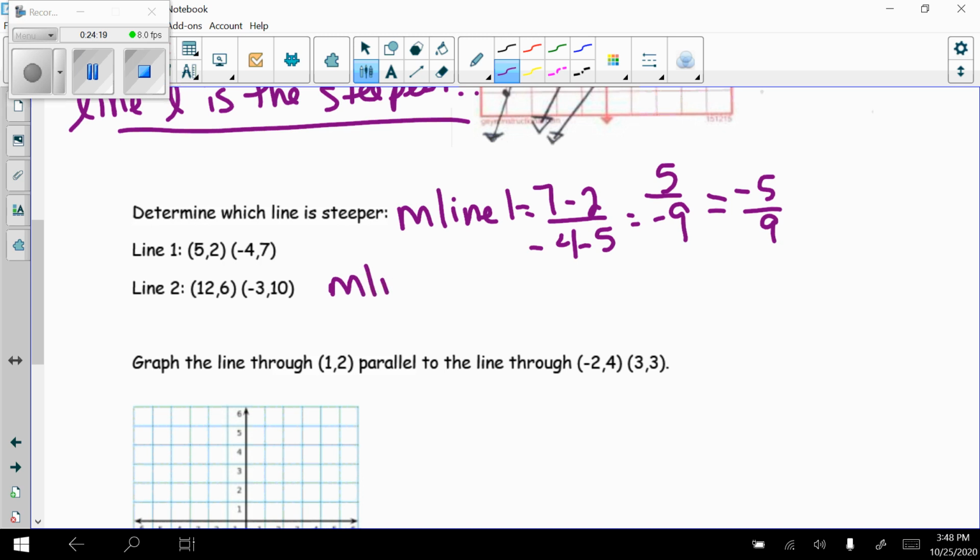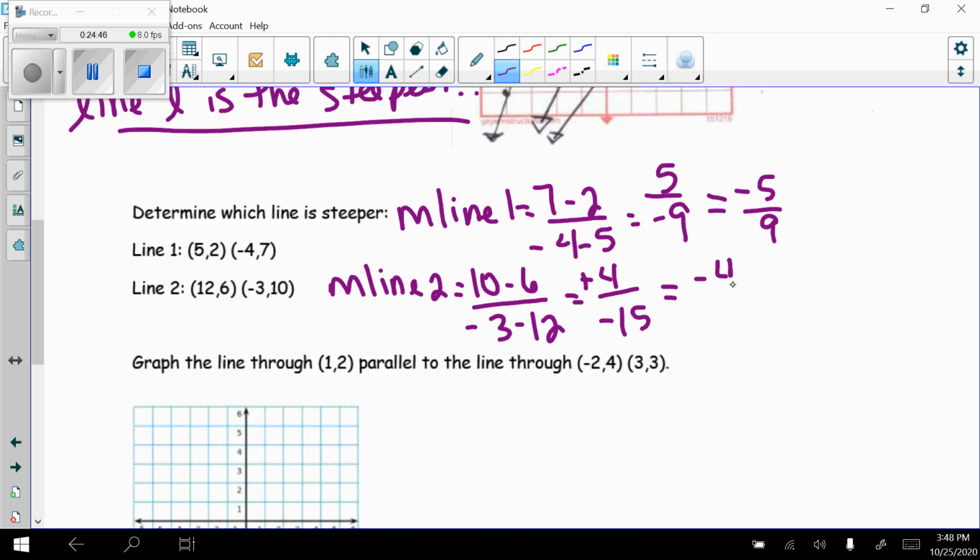So now let's find the slope of line 2, doing the exact same thing. So subtract the y's, so 10 minus 6 goes on top, over negative 3 minus 12. 10 minus 6 is positive 4. Negative 3 minus 12 is negative 15. So I have negative 4/15. We have the two numbers -5/9 and -4/15.